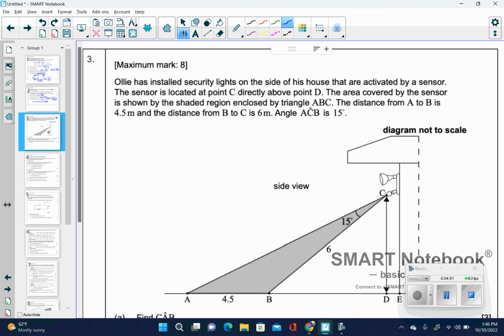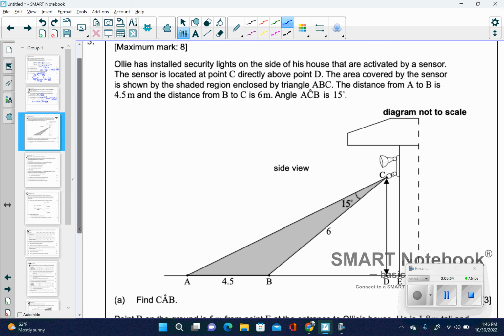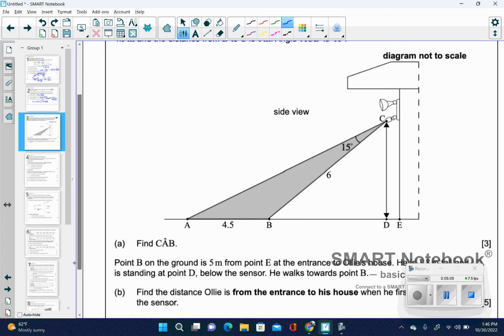All right, so now we're going into the sample 2 papers, which are a little bit longer. So Ollie has installed security lights. Let me just go ahead and put this down a little bit.